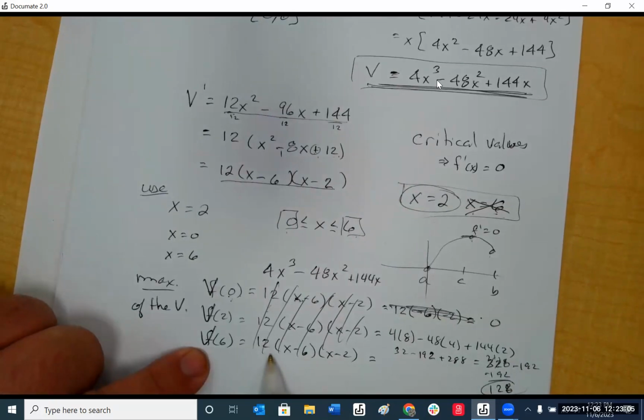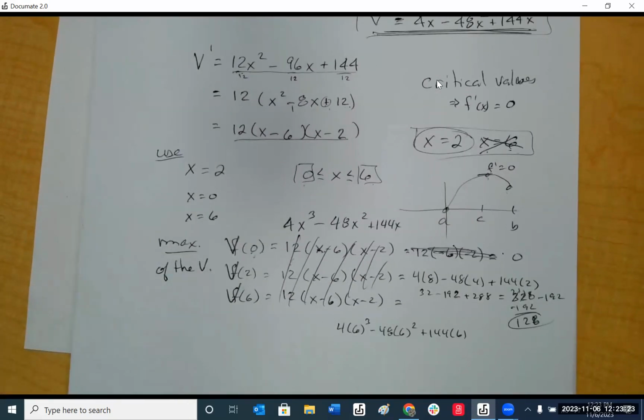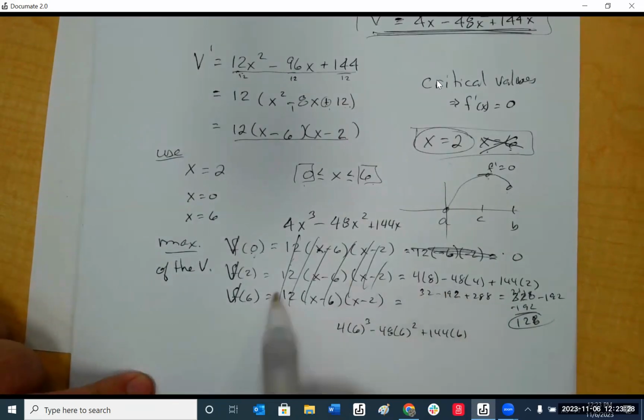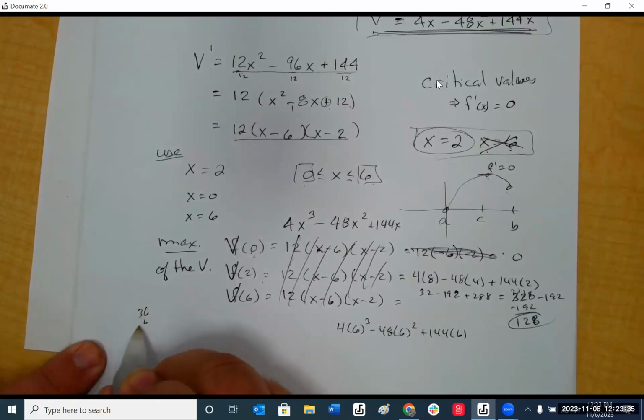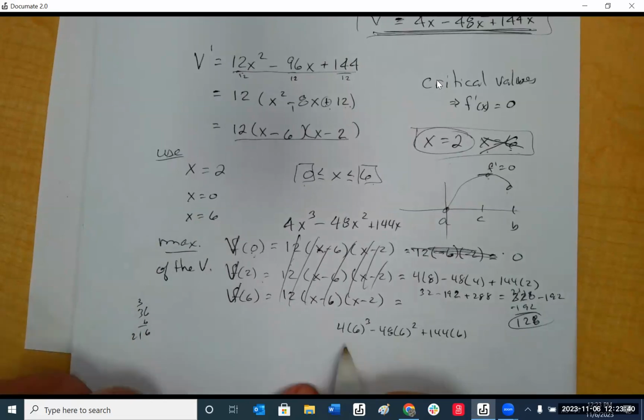And then we put 6 in there. We get 4 times 6 cubed minus 48 times 6 squared plus 144 times 6. What's that? 6 cubed is 216. 6 times 6 is 36.